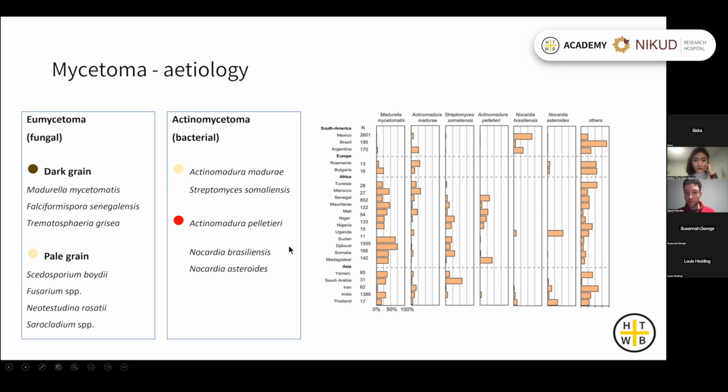And depending on what part of the world you're in, the causative organism varies. So in Africa, Madurella mycetomatis, which causes dark grains, is very common. Whereas in Mexico and Brazil, the bacterial form of mycetoma is much more common, and caused usually by Nocardia.